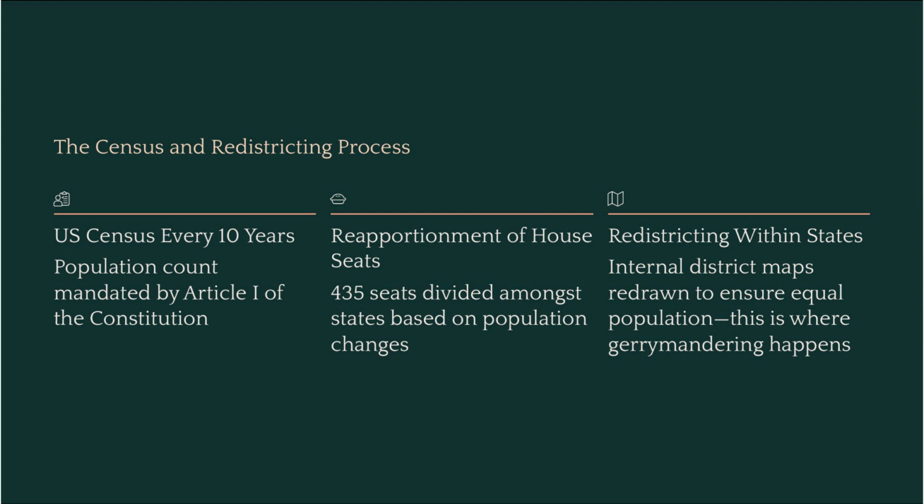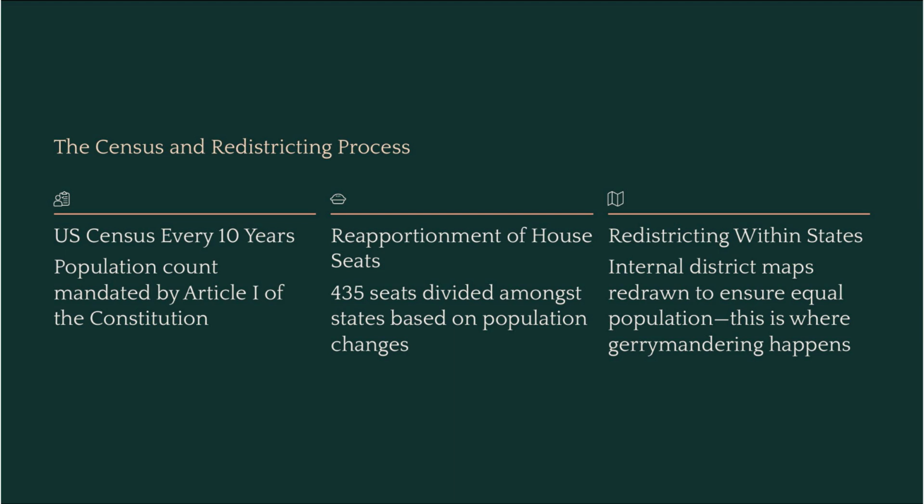First comes reapportionment. The 435 seats in the House of Representatives are divided amongst the 50 states based on these new population counts. States that grow gain seats. States that shrink lose them. But the real action happens next.